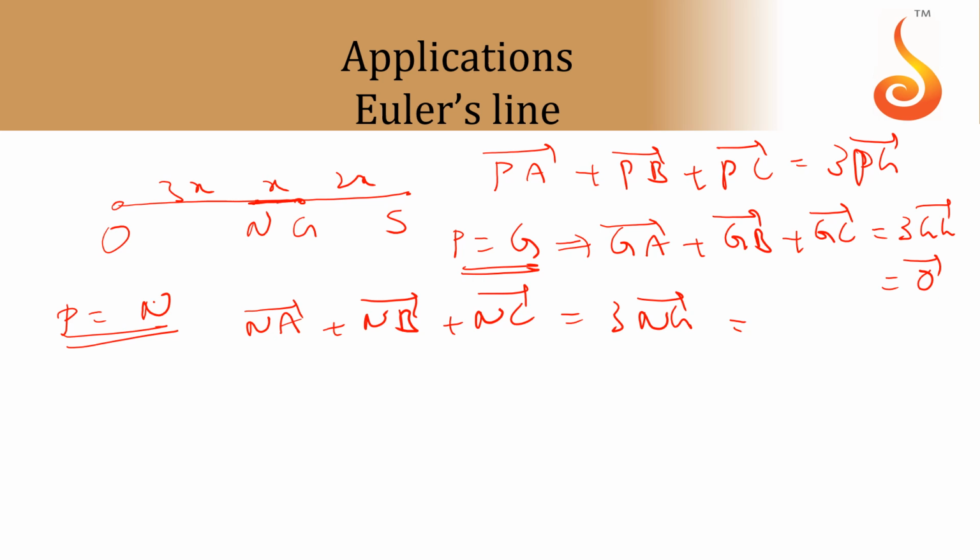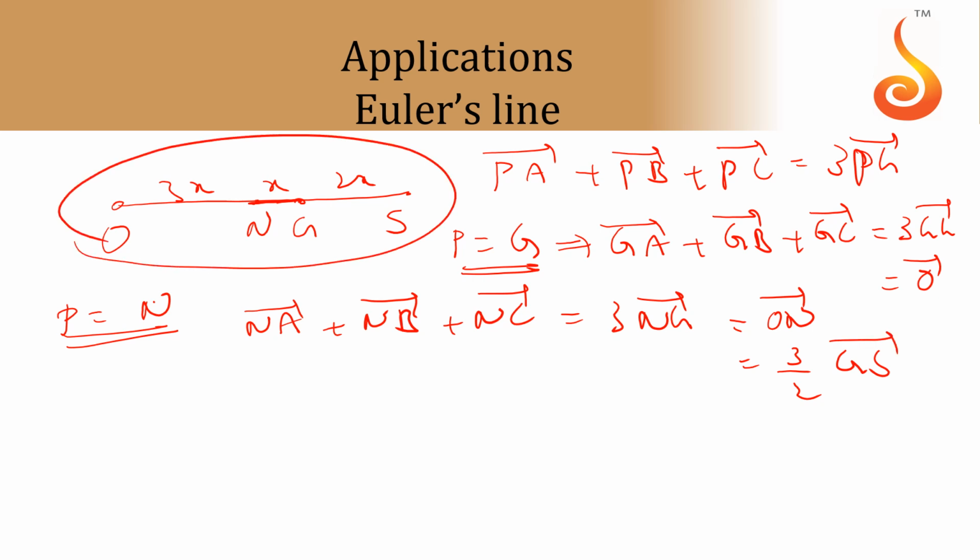3NG bar means 3x is the length and NG is the direction. Then can I say that is ON bar, because that is also the same direction, 3x length. So I can say this is 3/2 GS bar. See, by using this Euler's line you can represent like that.